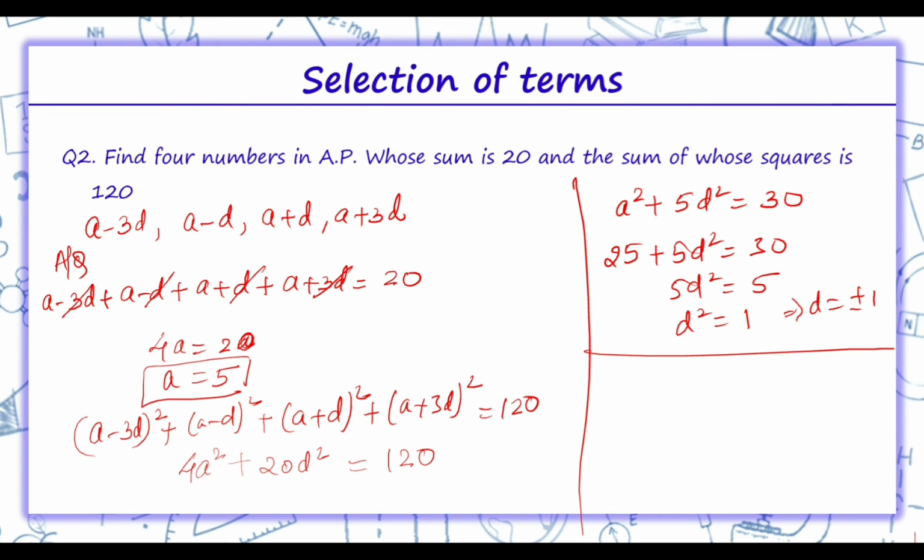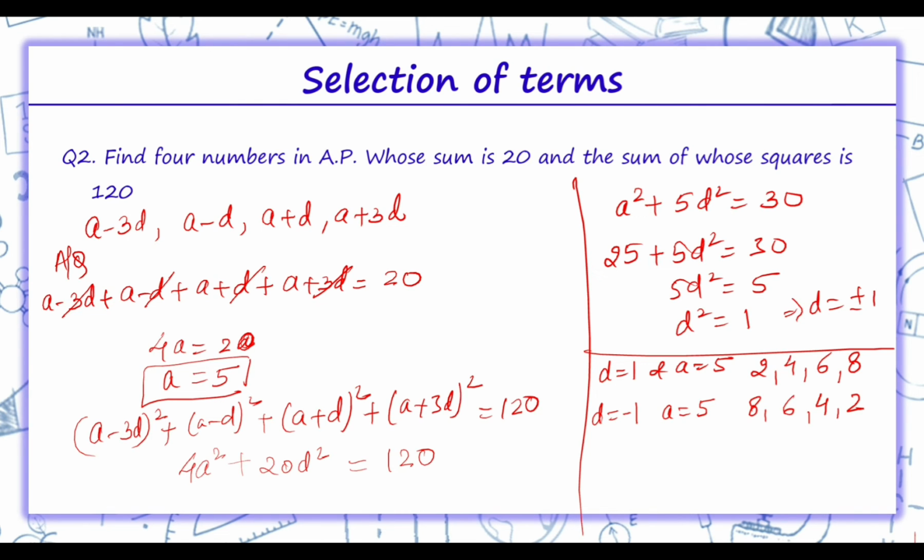So when d is equal to 1 and a equals 5, we'll get 5 minus 3, 2, 5 minus 1, 4, 5 plus 1, 6, 5 plus 3, 8. And when d is minus 1, a is 5, so 5 plus 3, 8, 5 plus 1, 6, 5 minus 1, 4, 5 minus 3, 2. So these are the required numbers which are in AP whose sum will be 20 and sum of whose squares will be 120.